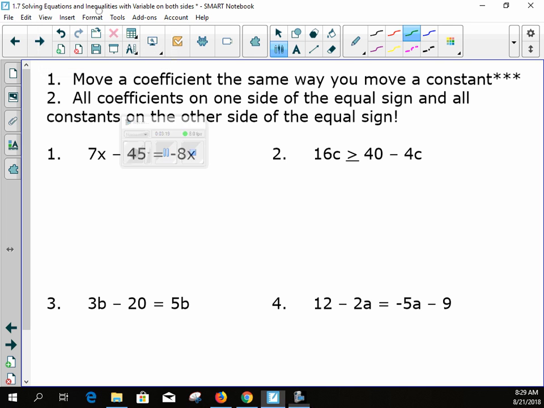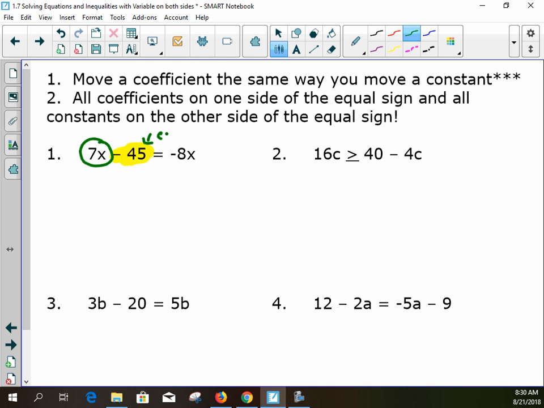Okay, you have to finish the warm-ups even though I didn't. You move a coefficient the same way you move a constant. So let's define some things. This right here is a constant. It's a number without a letter, which means this is a coefficient. It's a number with a letter.